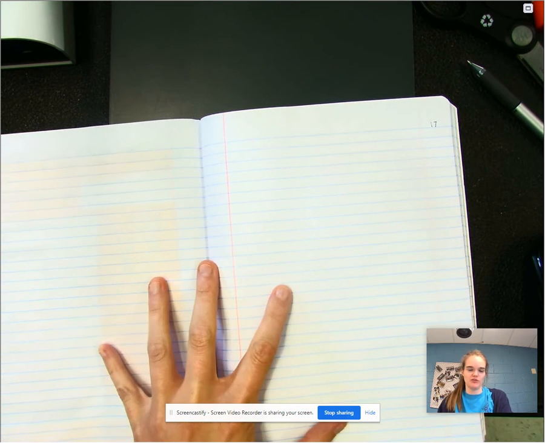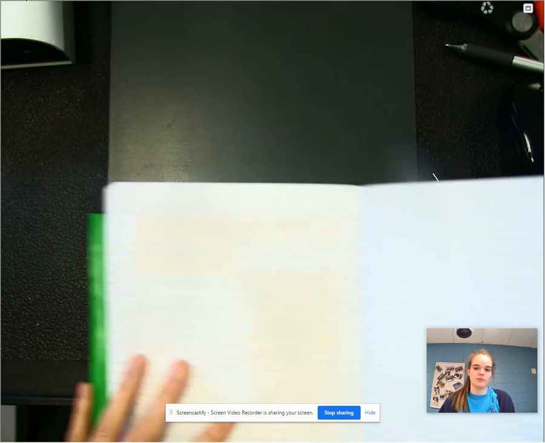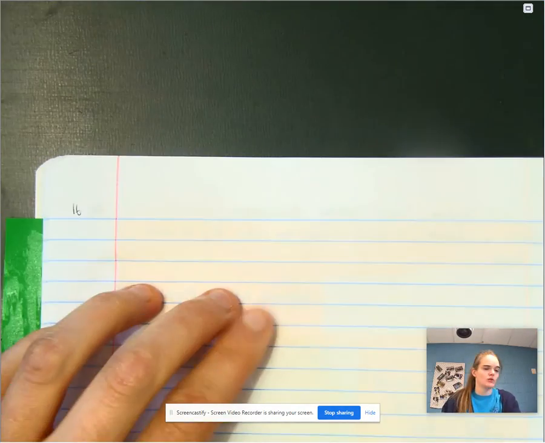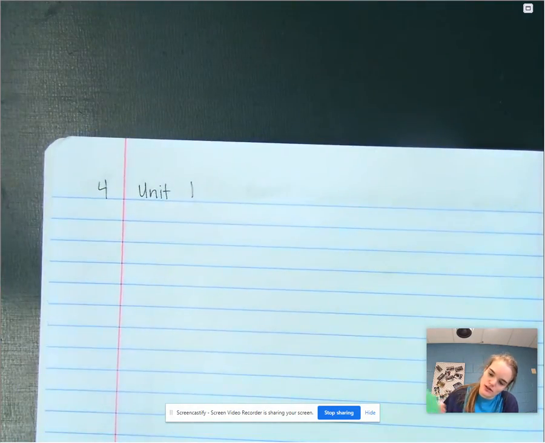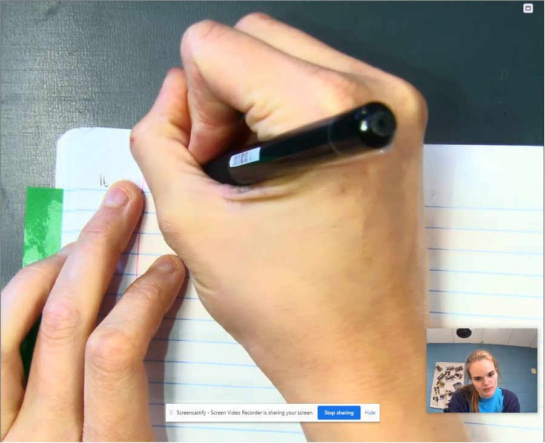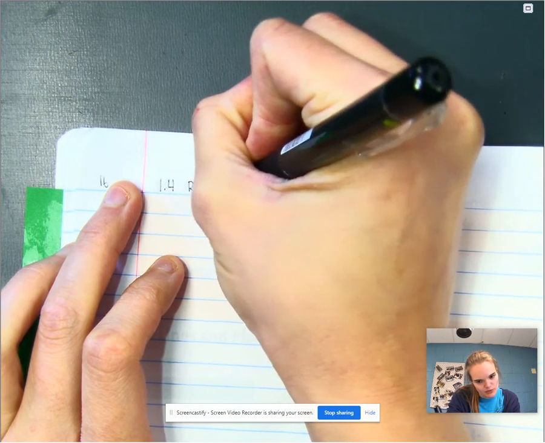Everything that we're putting in our notebook today comes from your book. So, to get started, you need to open your notebook, page 16, and we're going to label page 16, Reasoning and Proof, and I believe it's 1.4, but I'm going to check. Yes, 1.4, Reasoning and Proof.